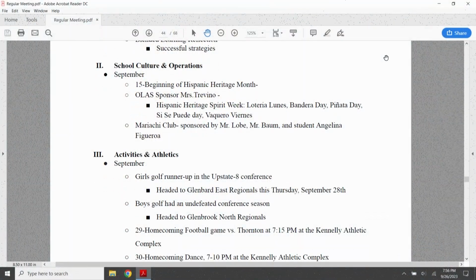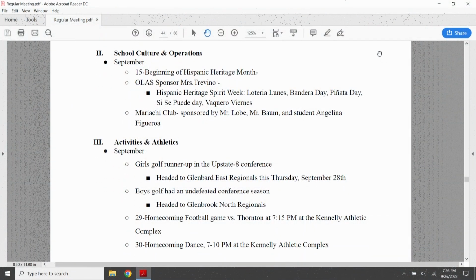And then we also started Mariachi Club, which is a new club this year, sponsored by Mr. Loeb and Mr. Baum, and student leader Angelina Figueroa. I am also part of the club, and I honestly love it because I love my culture, and I feel like this is a good way to represent and teach those who possibly don't know a lot of old mariachi music, that we get to show that in a new version with our own twist within it to our community.